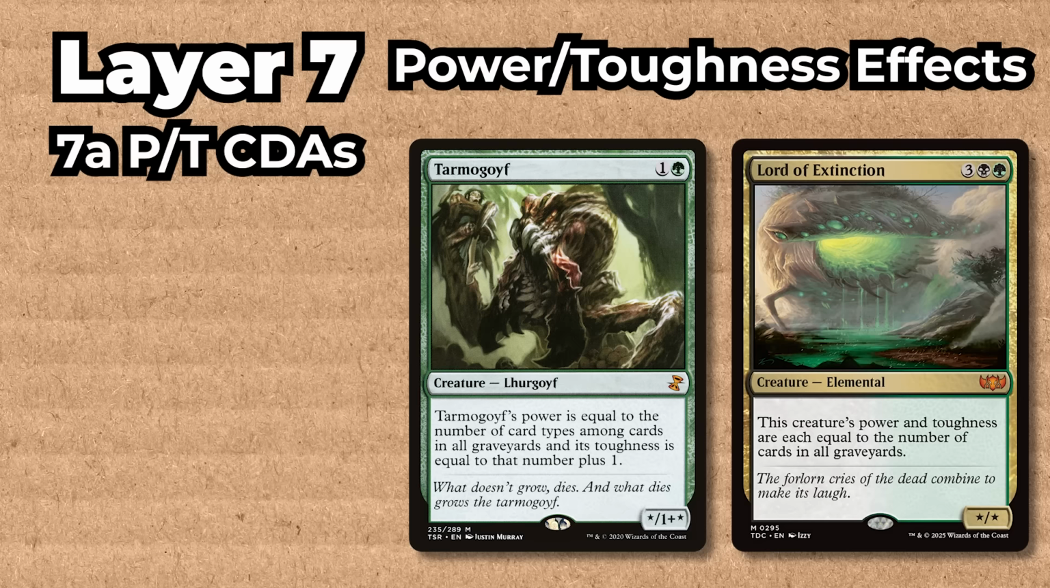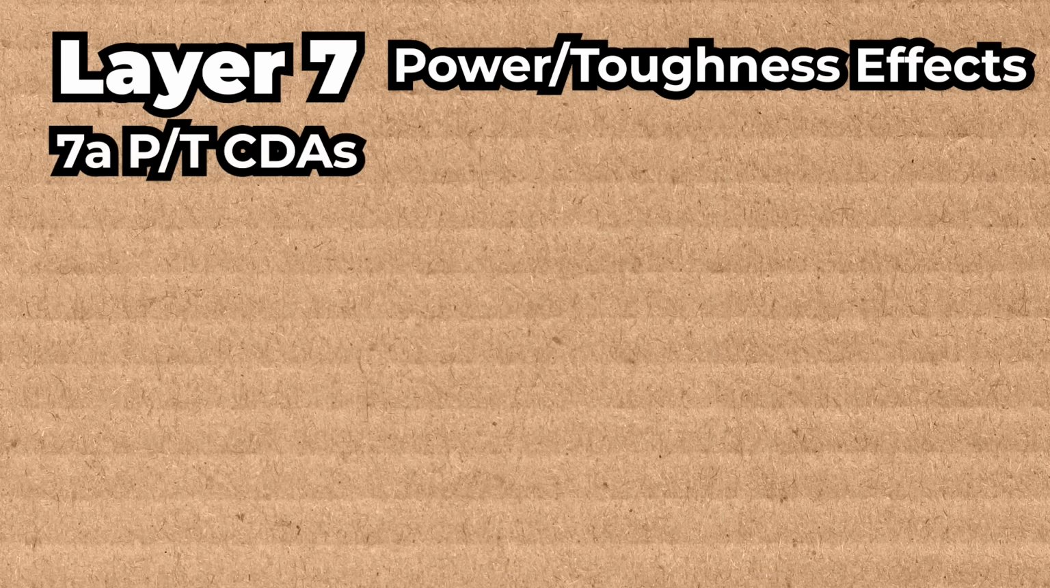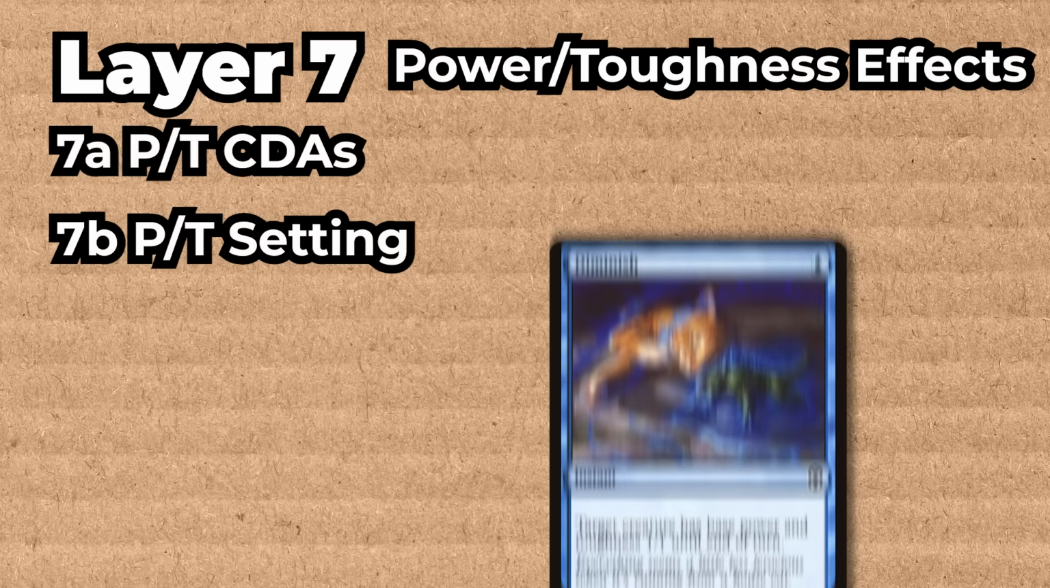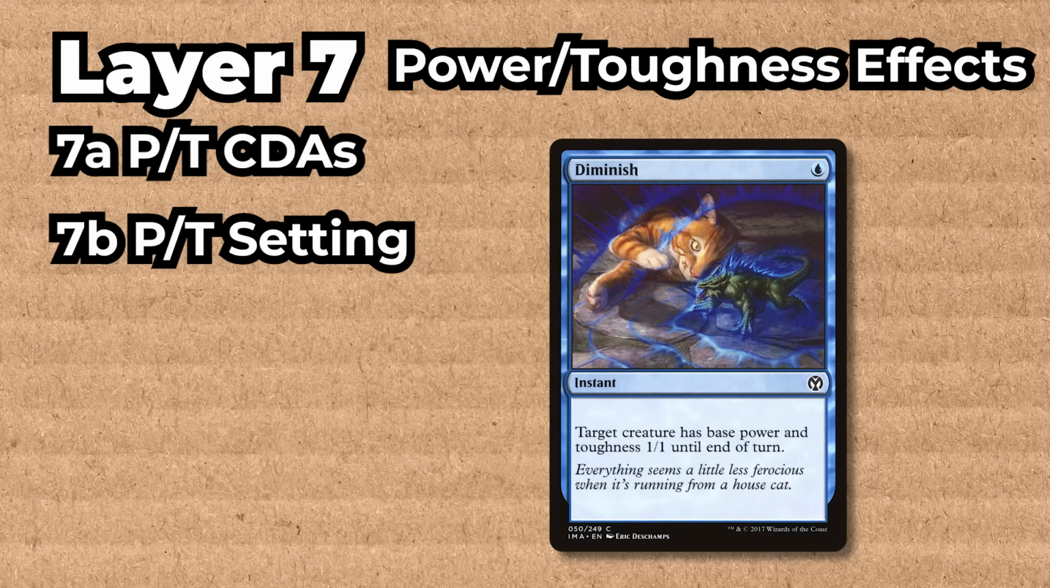Effectively, it's the layer that defines what the stars are on a card. In layer 7B, we have effects that specifically set the power and toughness of an object. For example, Diminish. Look out for the words base power and toughness.